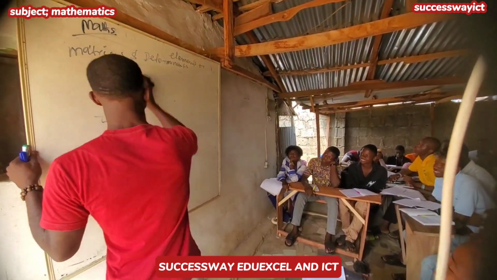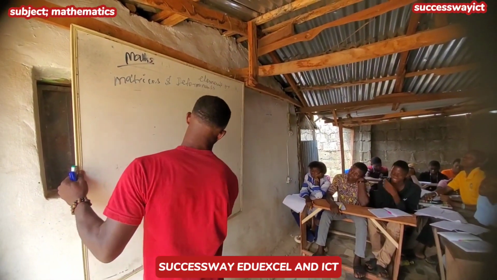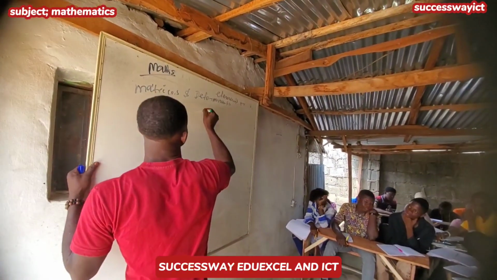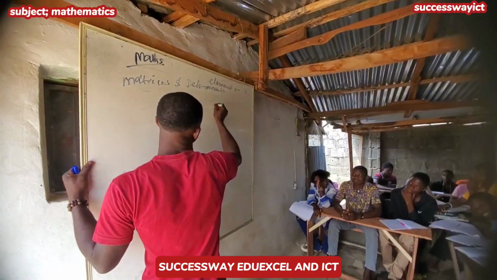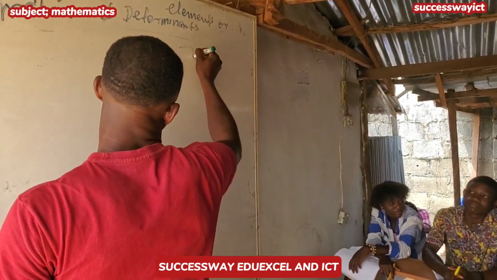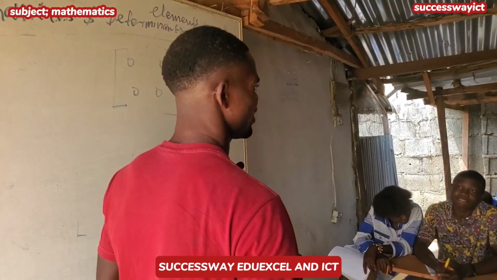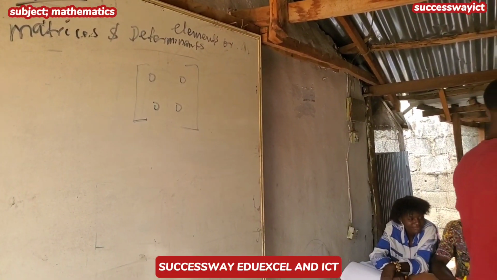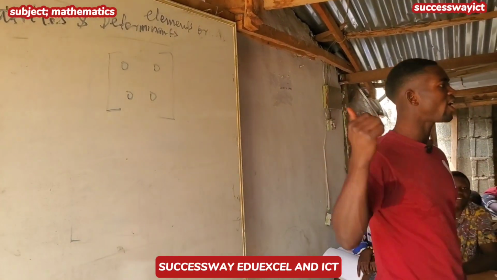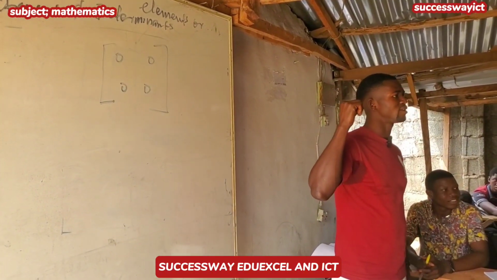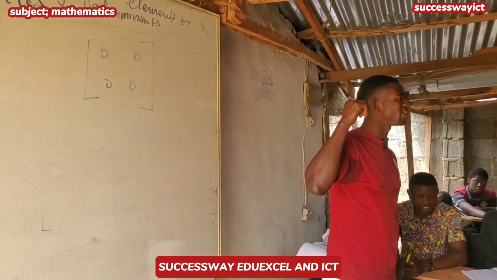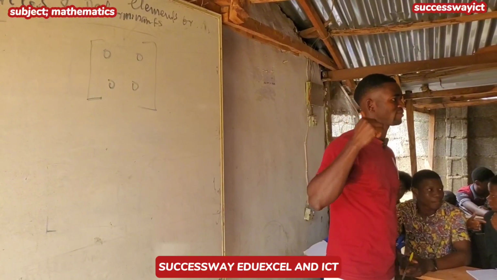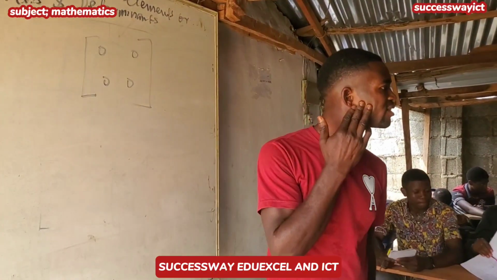Let me give you this matrix. Let's see how you can translate this for me. What about this? How can you read this matrix? What is the order of this matrix? No. You said what?